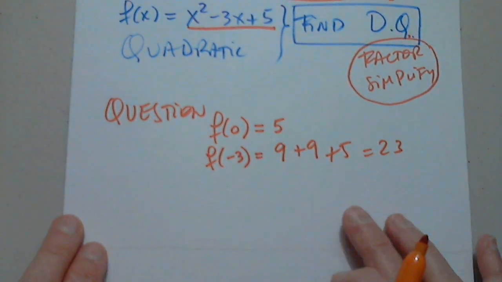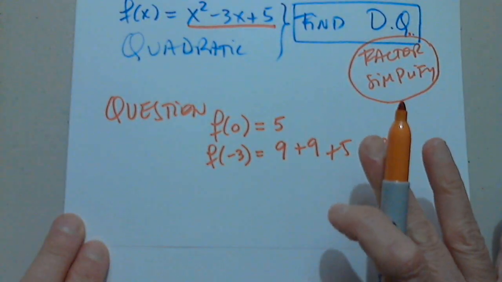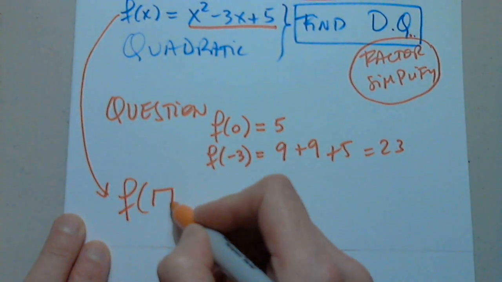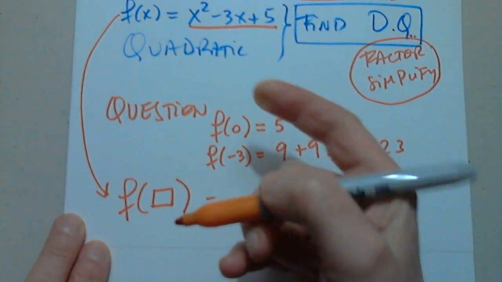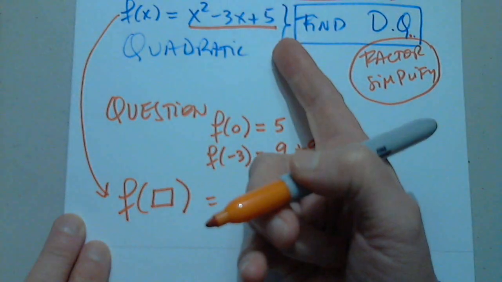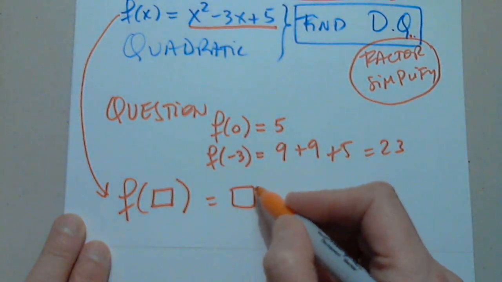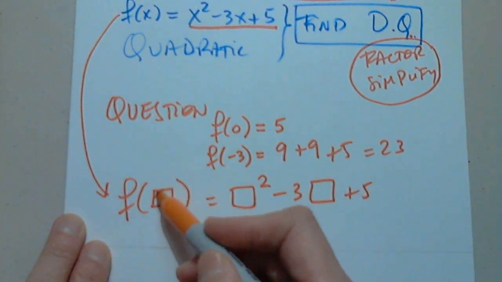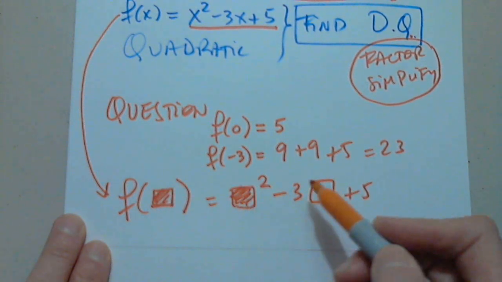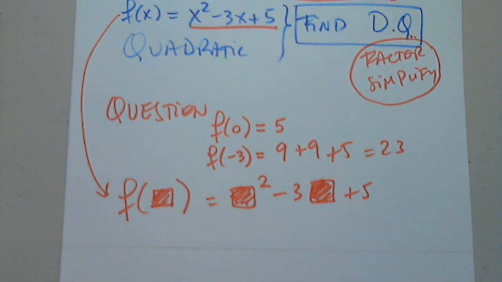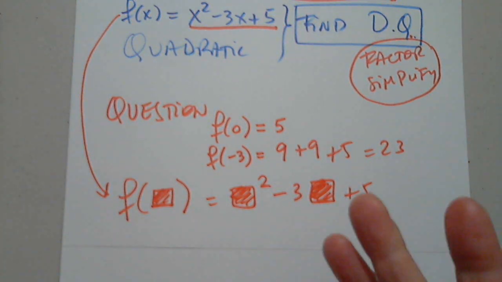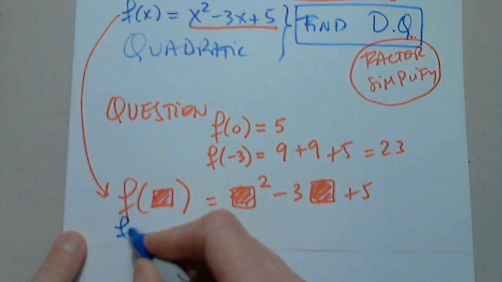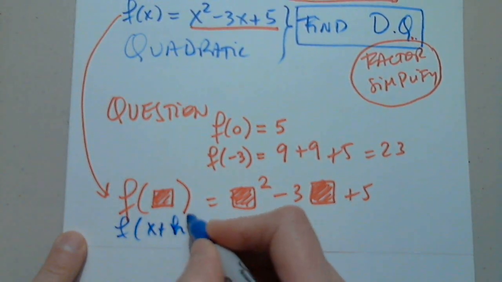Excellent. So the point I'm making here is this, that if I have f of something, this function has a pattern. What is the pattern? Something squared minus 3 times something plus 5. This being the same thing. Now, this was a preparation for f of x plus h. Can anyone tell us how to write f of x plus h?